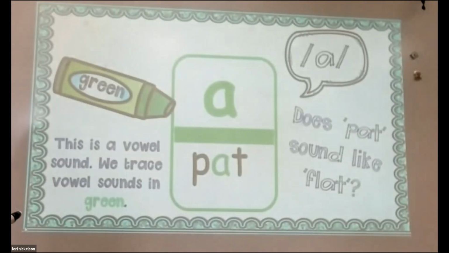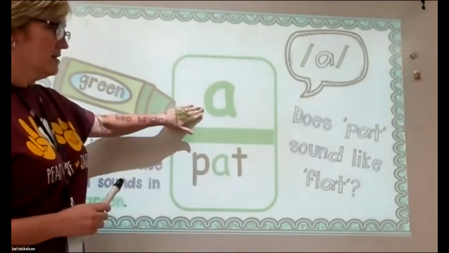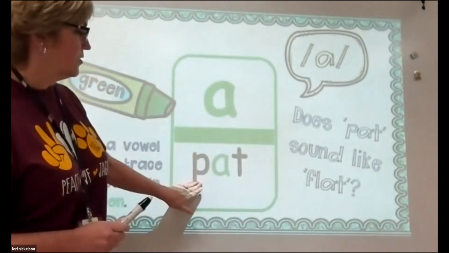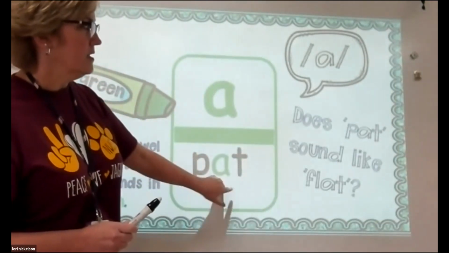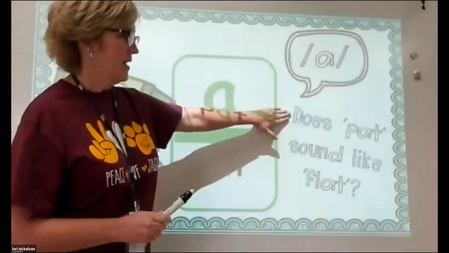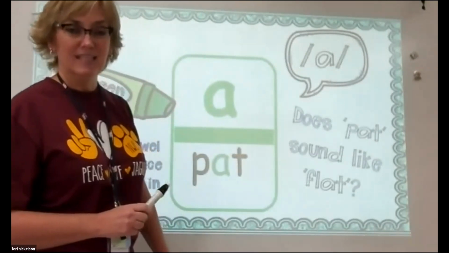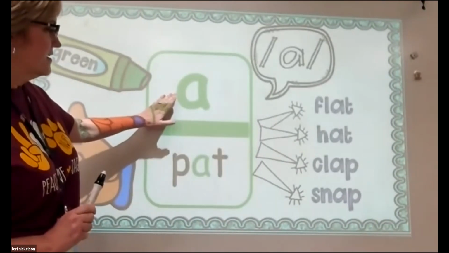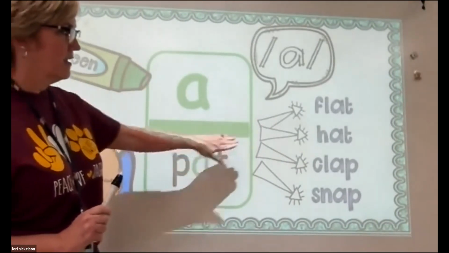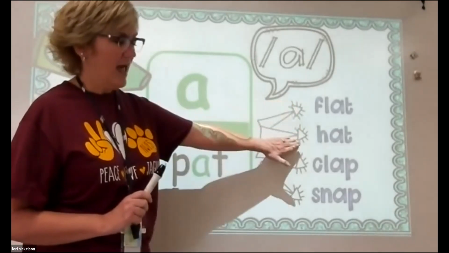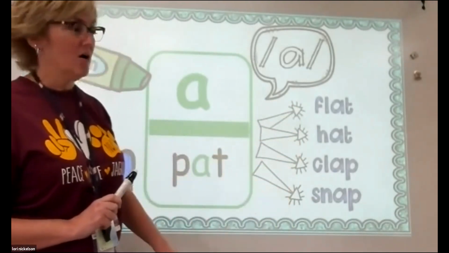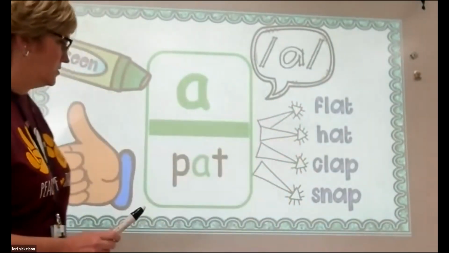So this is a vowel sound. We trace vowel sounds in green. Notice A sound. It is a sound we hear quite frequently, like the word pat. Okay, does A and pat sound like flat? Yes, it does. Then you've got the A sound in pat. Does it sound like flat? Yes. Hat? Yes. Clap? Yes. And snap all have the same A sound.